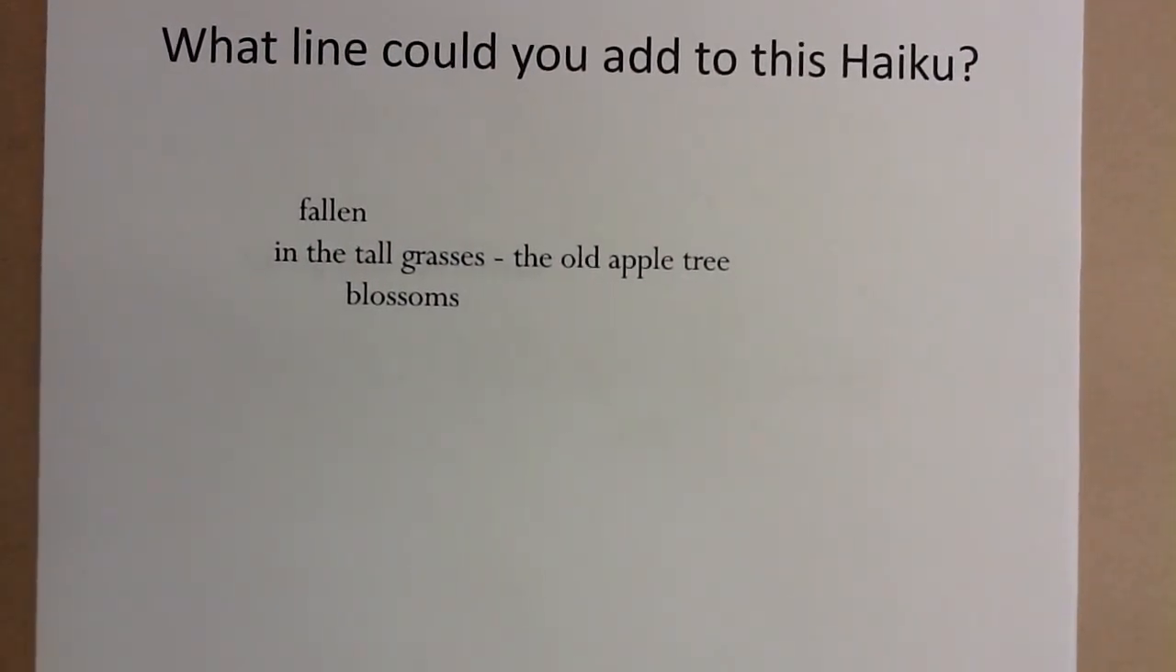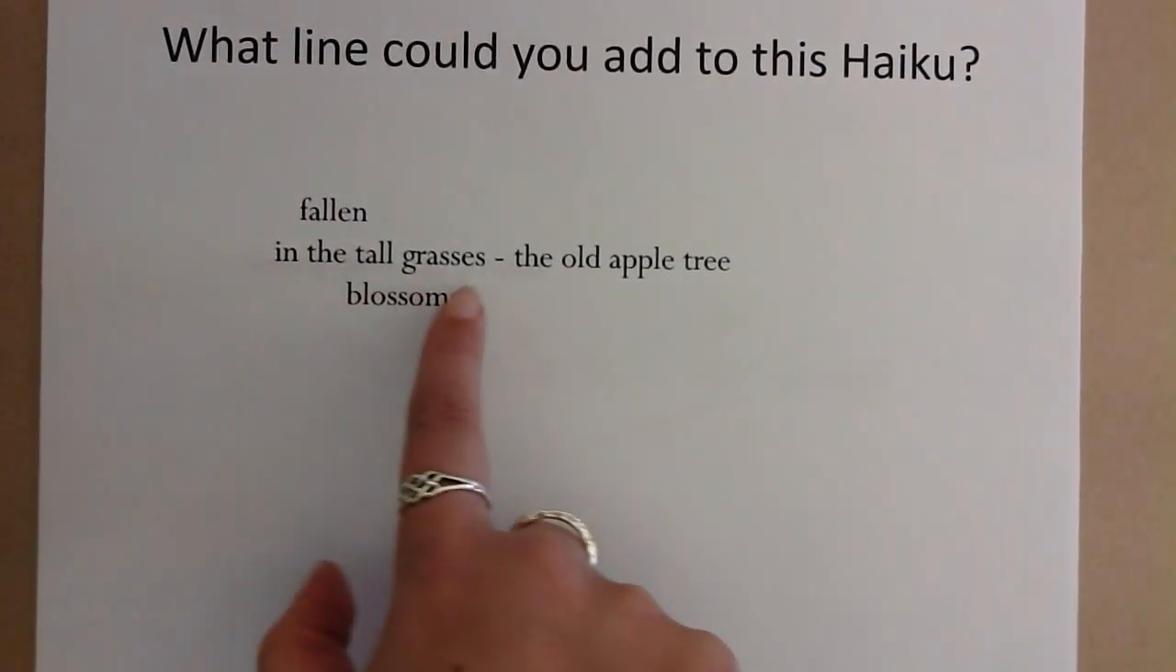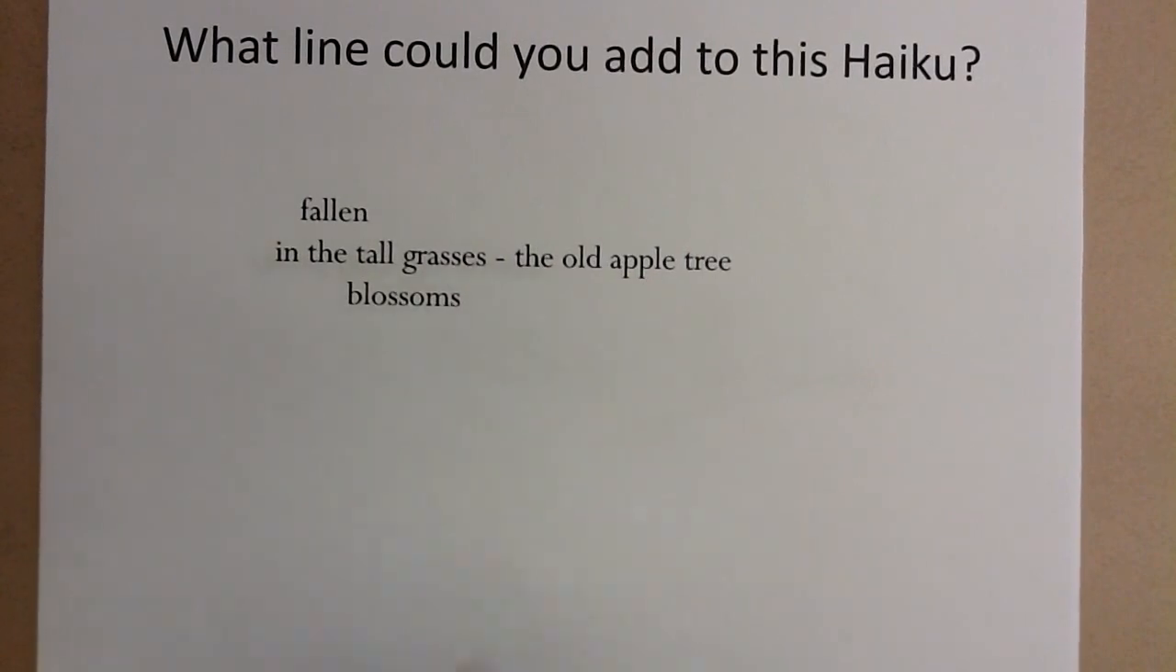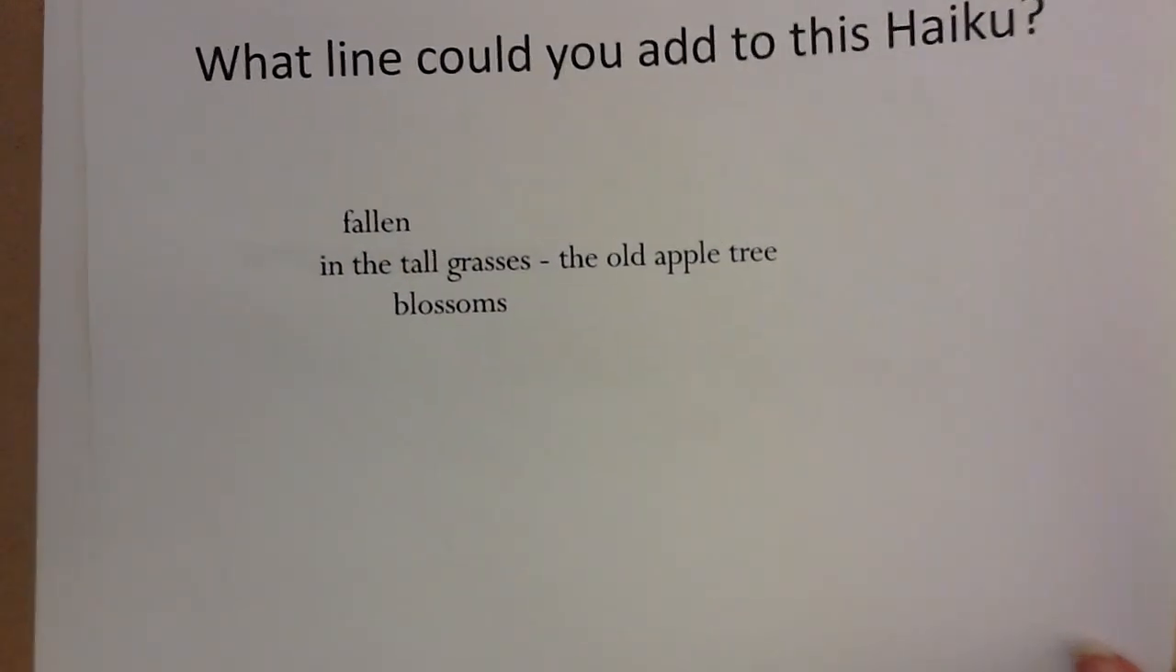Okay, so thinking about this haiku, okay, fallen is the title. In the tall grasses, the old apple tree blossoms. What was the third line that you came up with? I came up with this line. Okay? Springtime has arrived. It's 5 syllables. It matches the theme of the poem.